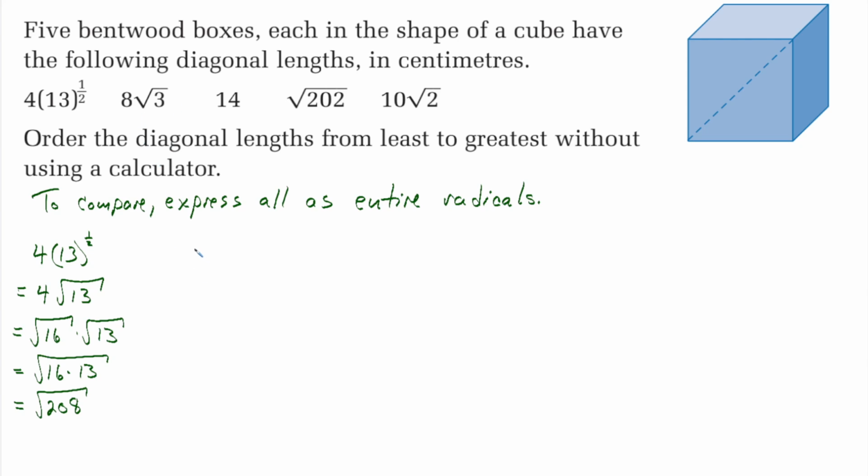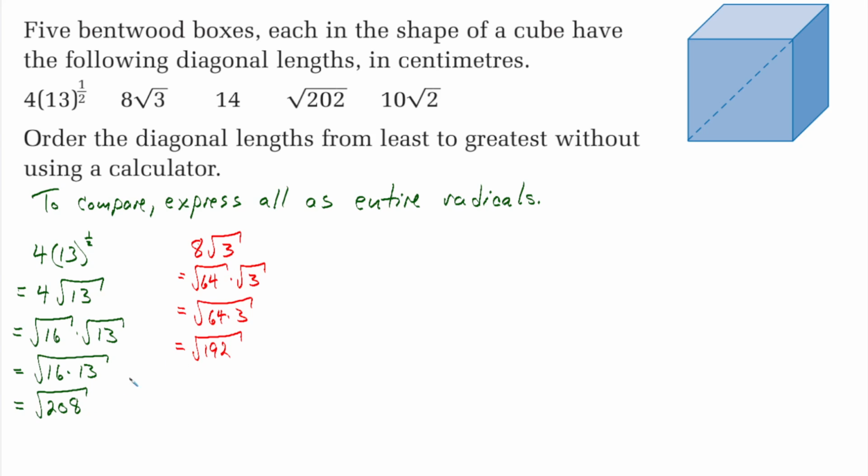8 root 3, second one. 8 square root of 3. 8 is the square root of 64, so root 64 times the square root of 3. Square root of 64 times the square root of 3 is the square root of 64 times 3. And that's going to be 192. I'm going to check that. 64 times 3. Yeah, 192. Why would I ever doubt myself? 192.